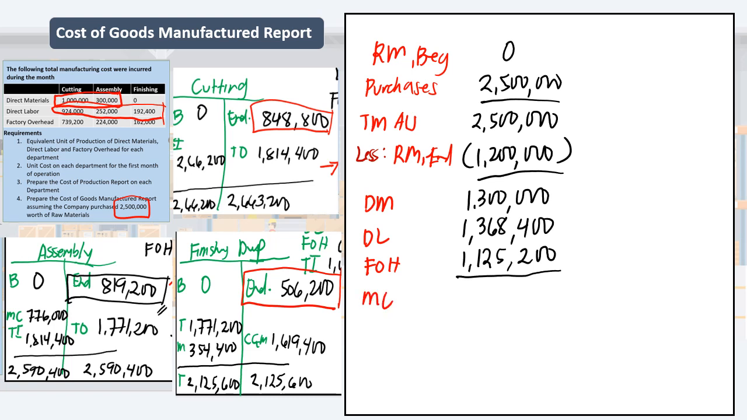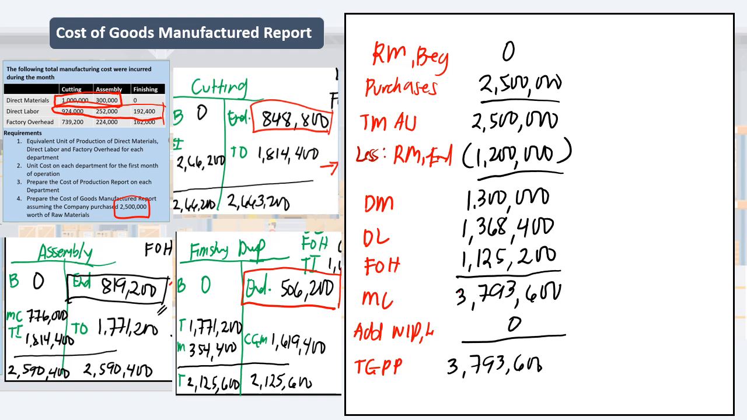So, our total manufacturing cost will be 1,300,000 plus 1,368,400 plus 1,125,200. What comes out is 3,793,600 as our manufacturing cost. Then we add our WIP beginning, which is zero because this is the first year of operation. Therefore, our total goods placed in process will be the same, 3,793,600. We put it up here because it did not fit below. Then we will subtract all the ending inventory that we computed for each department.